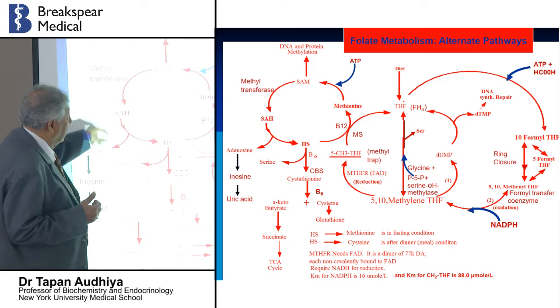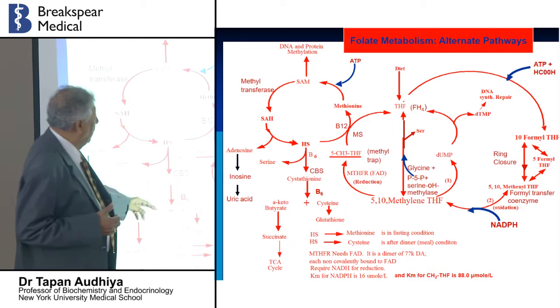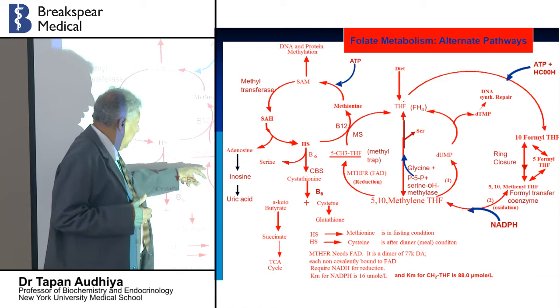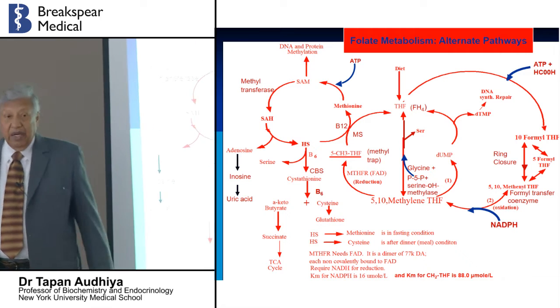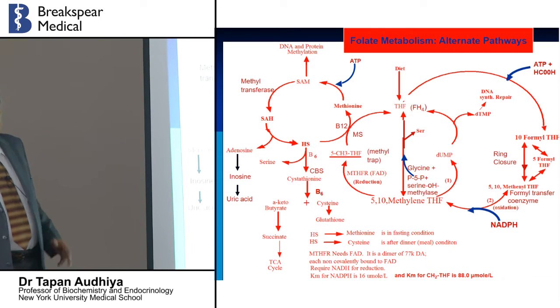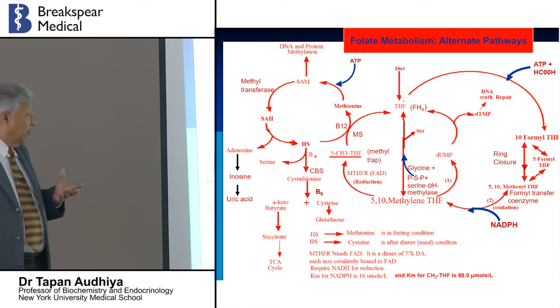So I will go over each step. The most vulnerable one is this one, MTHFR. There are 40 mutations in that small 40,000 molecular weight protein.